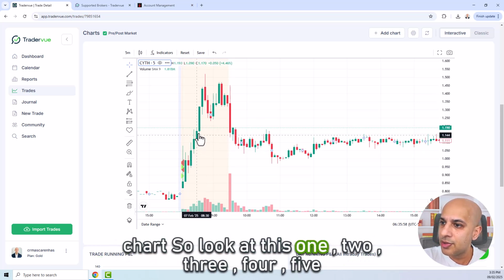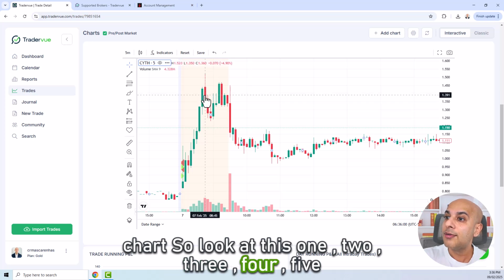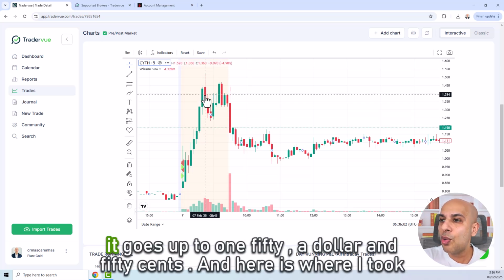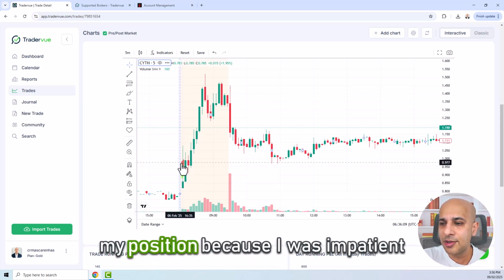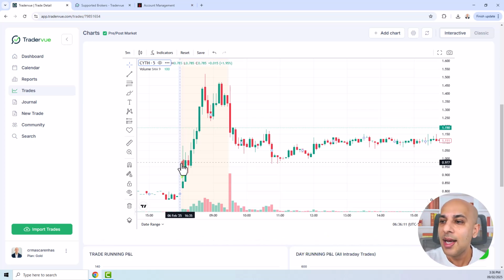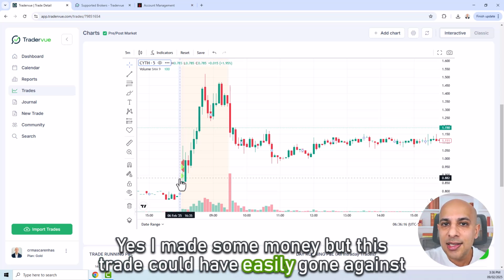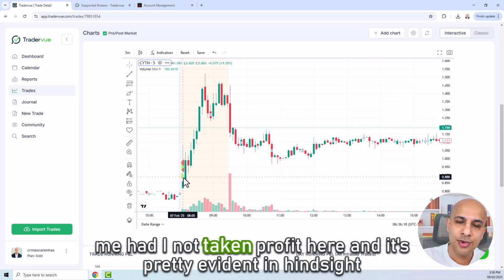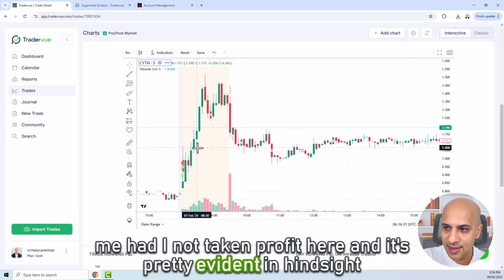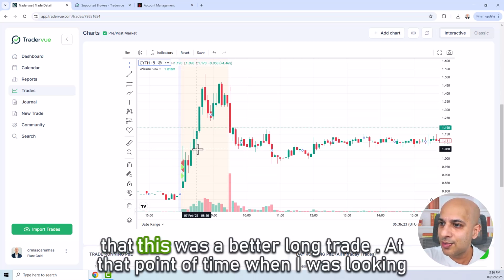So look at this: one, two, three, four, five. It goes up to $1.50. And here is where I took my position because I was impatient. Yes, I made some money, but this trade could have easily gone against me had I not taken profit here. And it's pretty evident in hindsight that this was a better long trade.